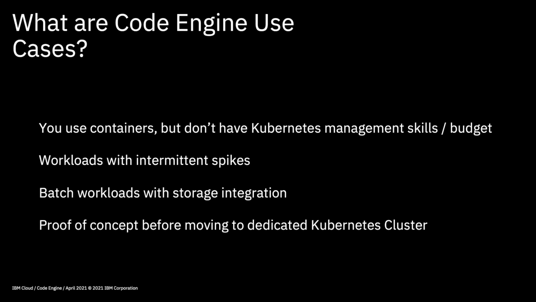Batch jobs are also a good use case. So consider a batch job that runs once a month and processes payment information. Most of the time the batch job does nothing, but when it's started it might need to consume lots of CPU and memory, as well as integrate with storage as well. So with Code Engine, jobs like this can be deployed and they'll cost nothing while they're actually inactive.